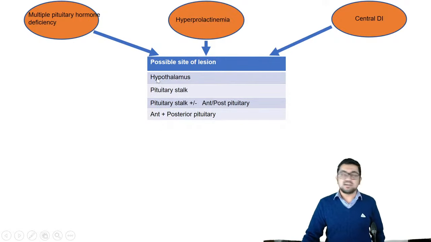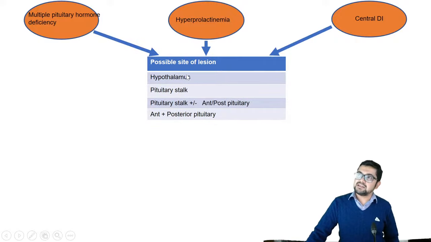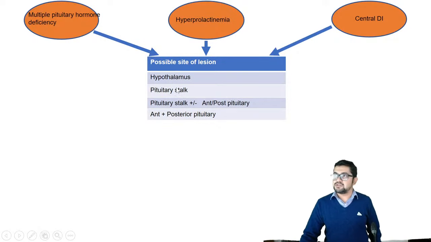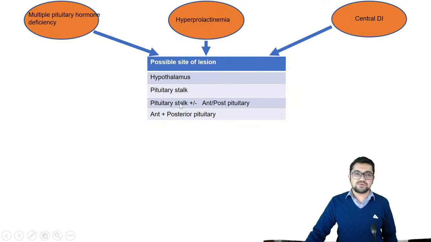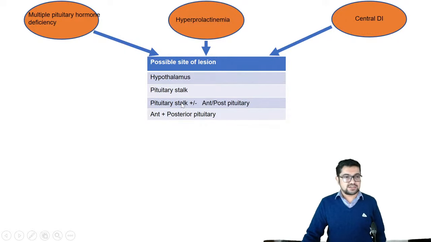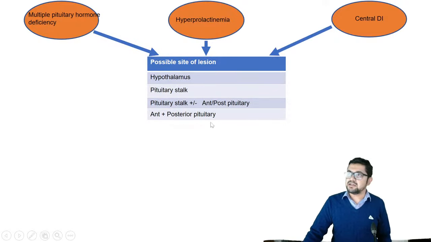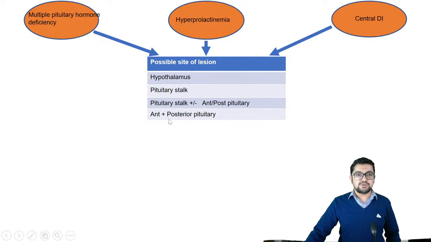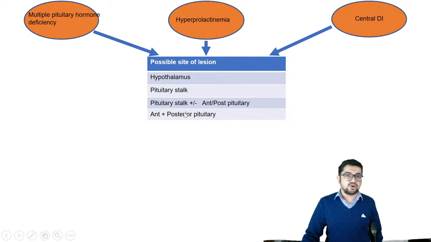We kept four possibilities. First was the hypothalamus, because hypothalamus, as we know, is the center for all hormone secretion. So any lesion destroying hypothalamus can lead to multiple pituitary hormone deficiency, DI, and also hyperprolactinemia due to disinhibition of the lactotroph. Similarly, the stalk, which is the connecting link between the hypothalamus and pituitary, any lesion in the stalk can also cause this picture. And as we know, the neurohypophysis usually gets involved in the pathologies of the stalk, especially the inflammatory pathology, so it could be a stalk lesion with anterior or especially posterior pituitary involvement. And finally, if there is a lesion involving both the anterior pituitary leading to hormonal deficiencies and posterior pituitary leading to DI, that could also be a possibility.